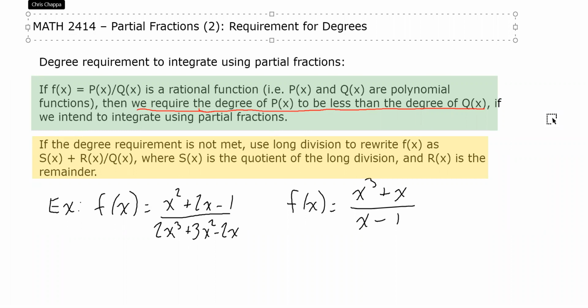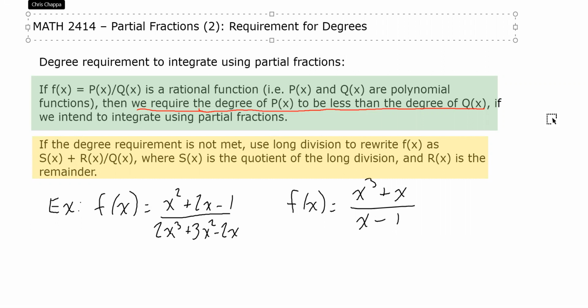If the degree requirement is not met, meaning that the degree of the numerator is not less than the degree of the denominator, then we use long division to rewrite f of x as s of x plus r of x over q of x, where s of x is the quotient of the long division, and r of x is the remainder. Now, this is actually easier to do than it is to put into words, provided you remember how to do polynomial long division. All this is saying is, in order to try to integrate using partial fractions, the power in the bottom must be bigger than the power in the top.